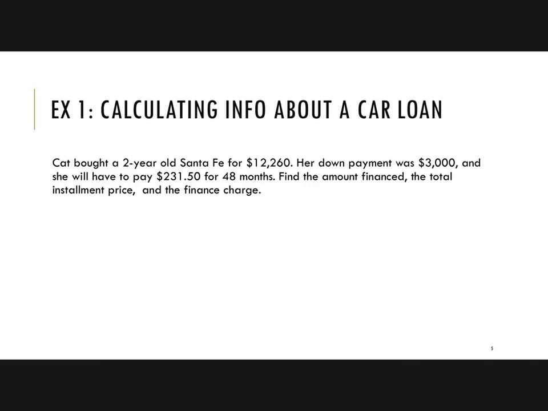All right, so let's put these terms into practice, try some calculations, and we'll deal with a car purchase situation. Kat bought a 2-year-old Santa Fe for $12,260. Her down payment was $3,000, and she will have to pay $231.50 for 48 months. So that's her monthly payment amount. Find the amount financed, the total installment price, and the finance charge.